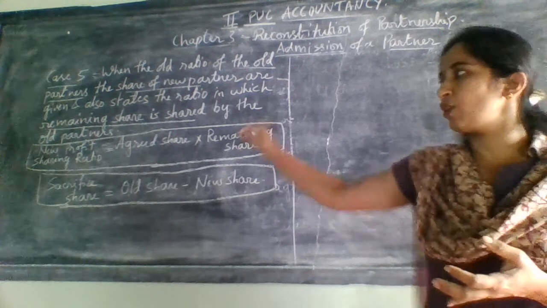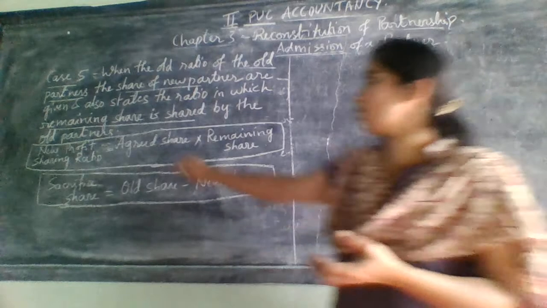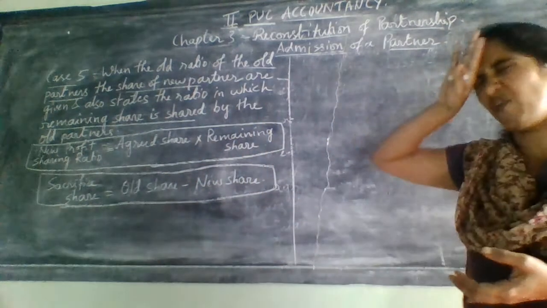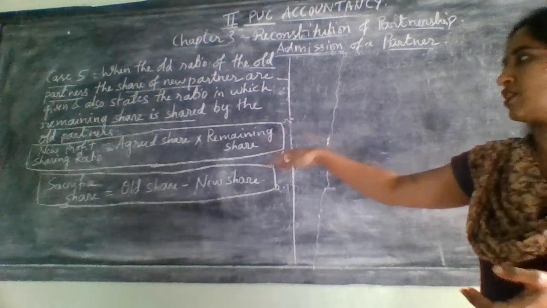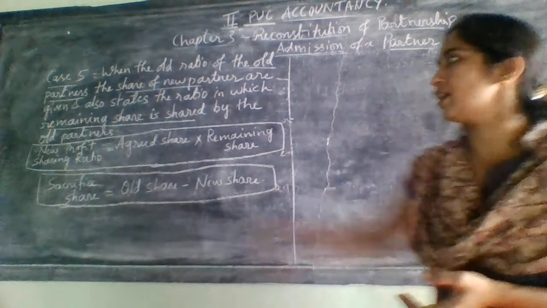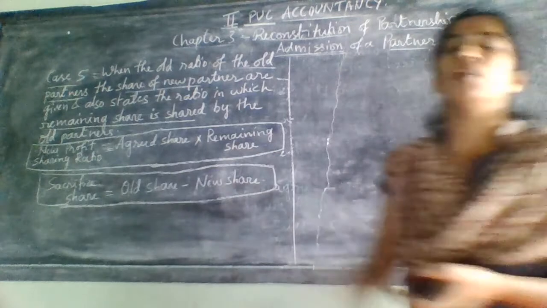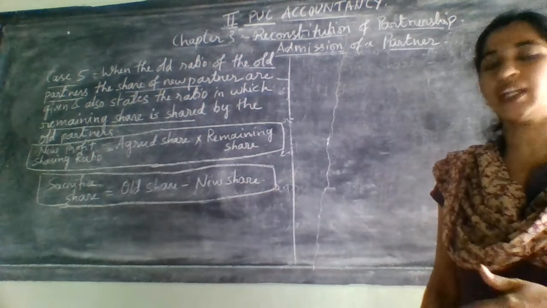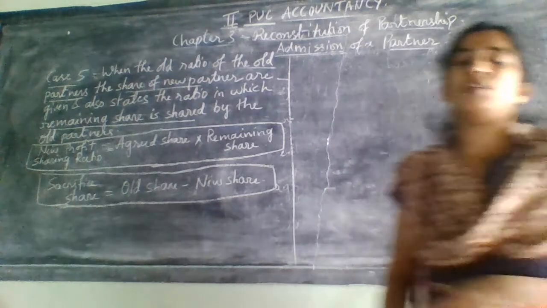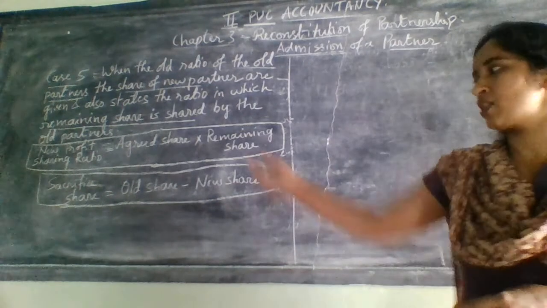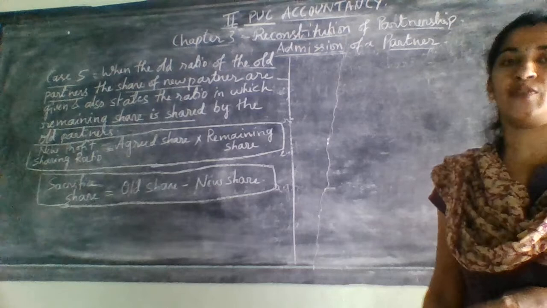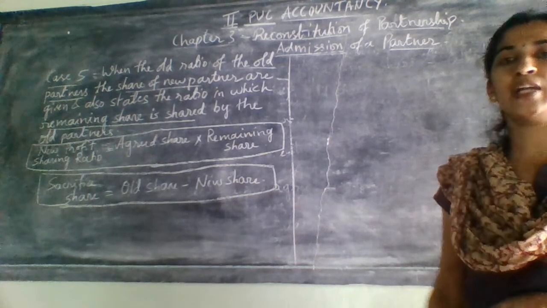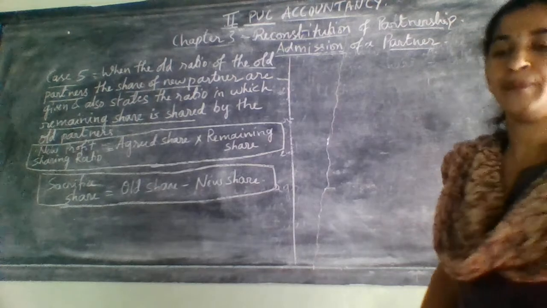So how to find the new profit sharing ratio? We need to get the agreed share, whatever the old partners agree with each other regarding the share, and take it into the remaining share. You will get the new profit sharing ratio. After getting it, apply the values, that is old share minus new share, and you will get the sacrifice ratio. So let us understand this with the help of one problem.